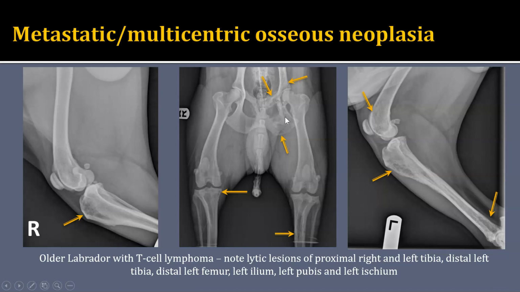and the ischium. But this patient also has moth-eaten lysis here in the proximal right tibia, as well as moth-eaten lysis in the tibial crest on the left and the distal tibial metaphysis, and then a little bit in the distal left femur. So this is multifocal, so polyostotic lesions that are predominantly lytic that are proven to be lymphoma that is more of a multicentric neoplasm.